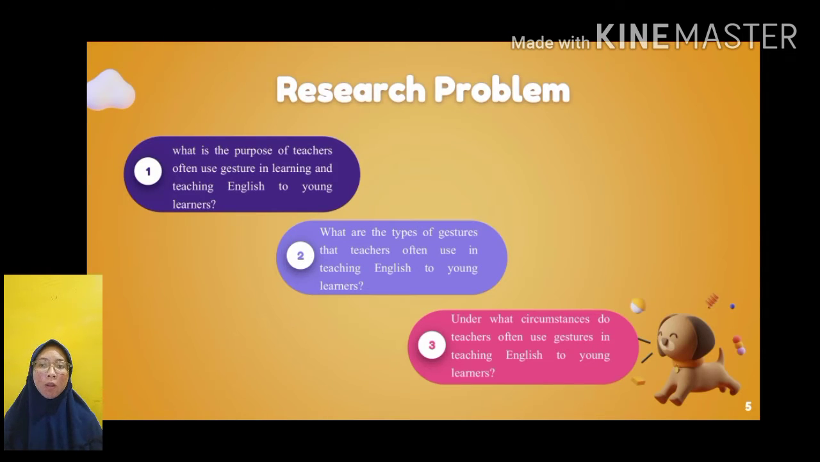And the research problems are, the first is, what is the purpose of teachers often use gestures in learning and teaching English to young learners? The second is, what are the types of gestures that teachers often use in teaching English to young learners? And then the third is, under what circumstance do teachers often use gestures in teaching English to young learners?